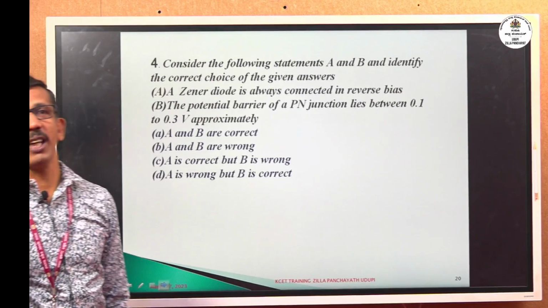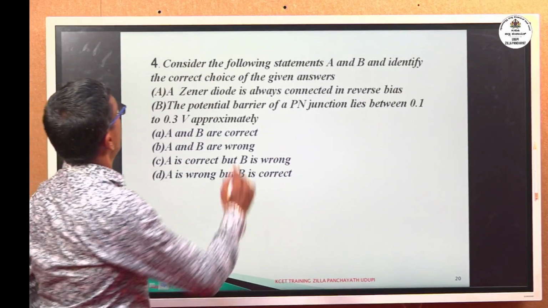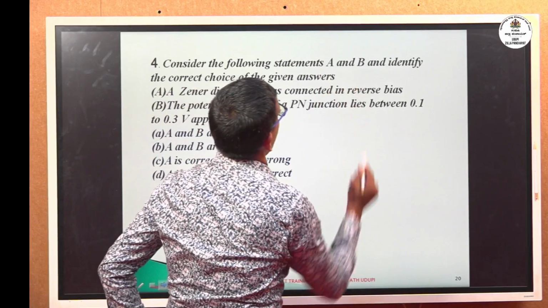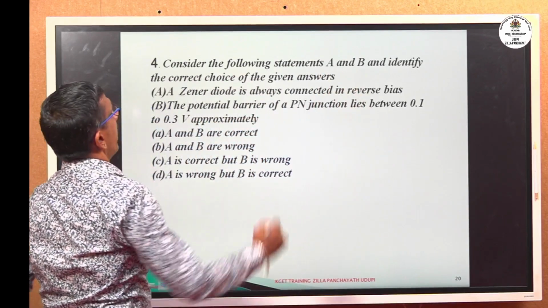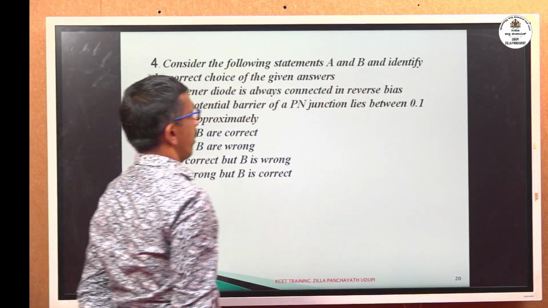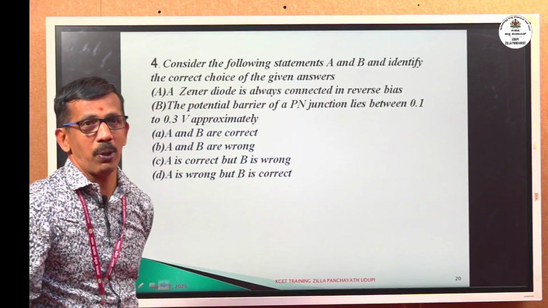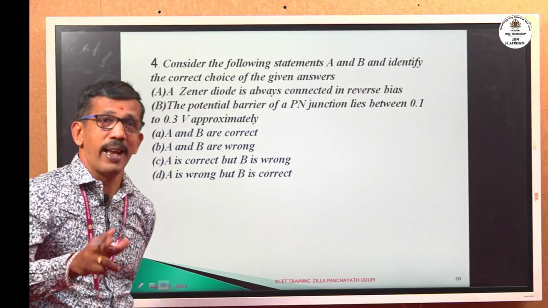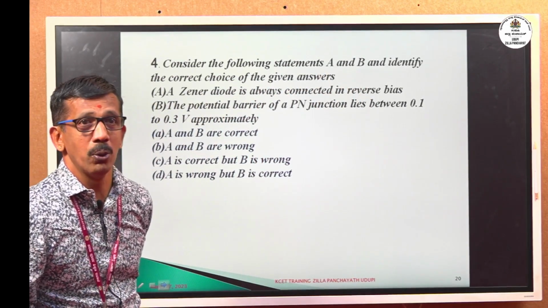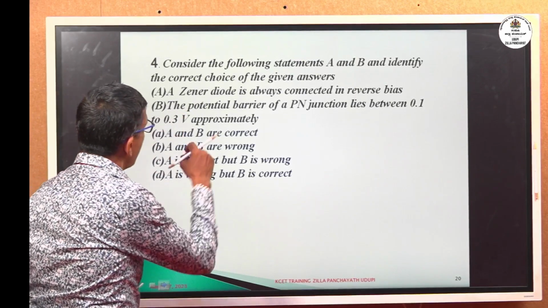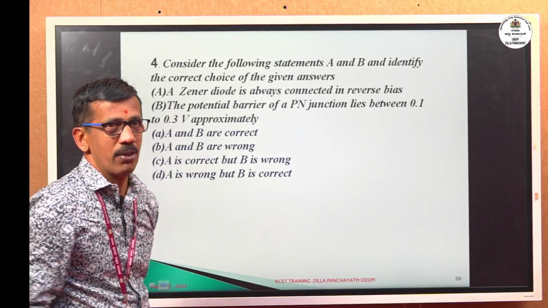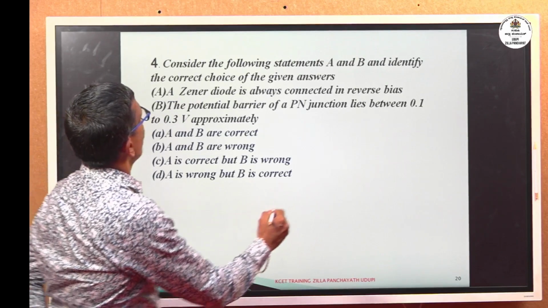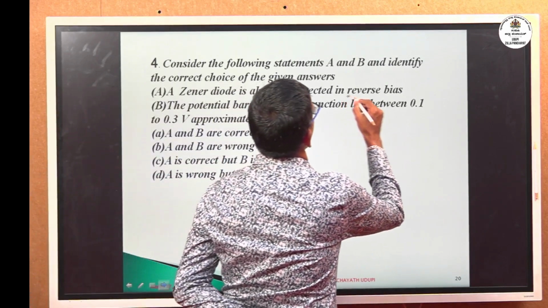Read the question carefully. Consider the following statements A and B and identify the correct choice of the given answer. Two statements are given. Read both statements carefully and tick the correct one among the 4 given options. Just you see, a Zener diode is always connected in reverse bias.